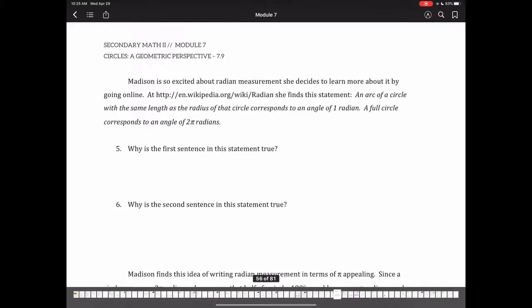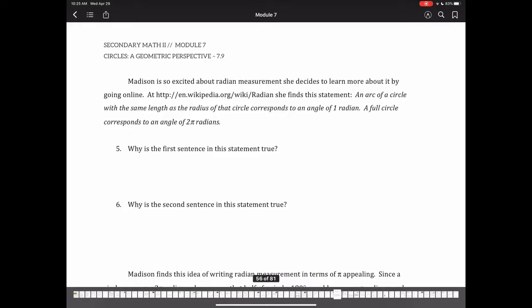So Madison is excited about radian measurement, and she decides to learn more about it by going online to Wikipedia. She finds this statement: an arc of a circle with the same length as the radius of that circle corresponds to an angle of 1 radian. A full circle corresponds to an angle of 2 pi radians. So why is the first statement true?